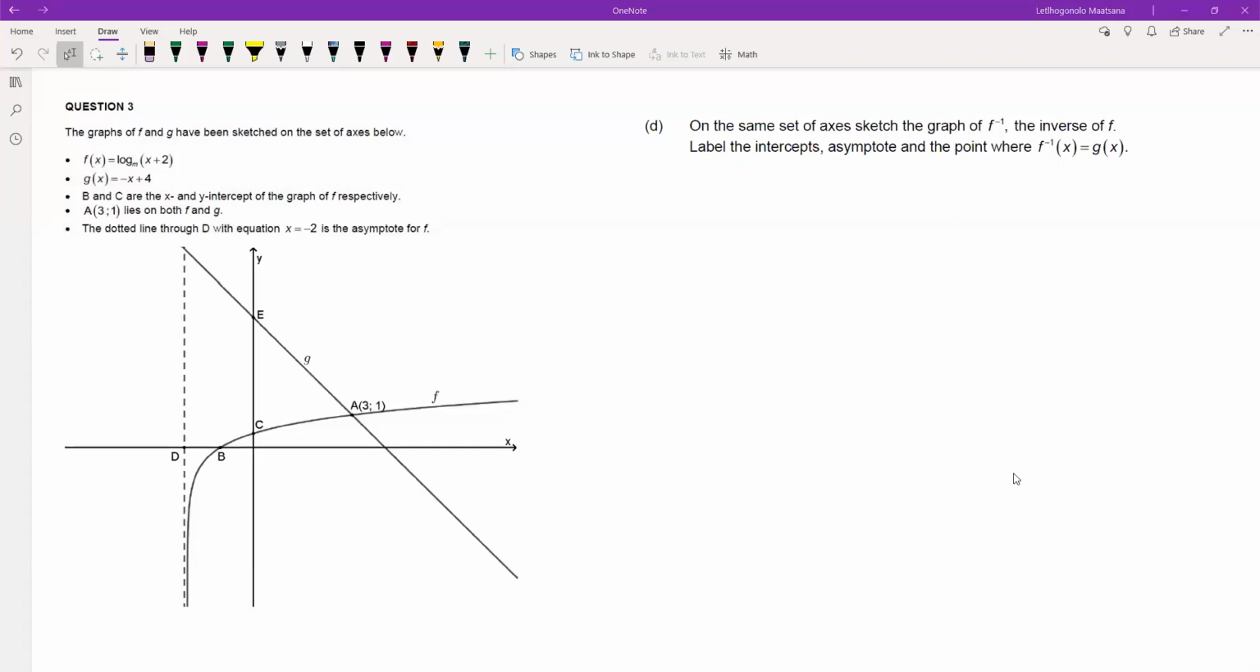Question D says, on the same set of axes, sketch the graph of the inverse of f. We need to label the intercepts, the asymptote, and the point where our inverse is equal to our g of x. So we have here, what we should understand about the inverse is it is a reflection about the y equals x line, right? So what we can do at first is just to draw that.